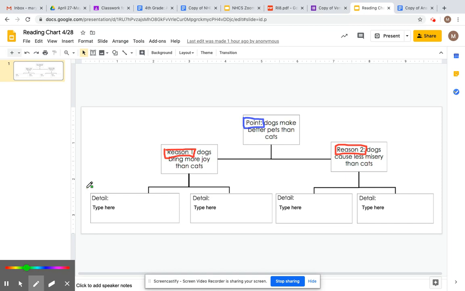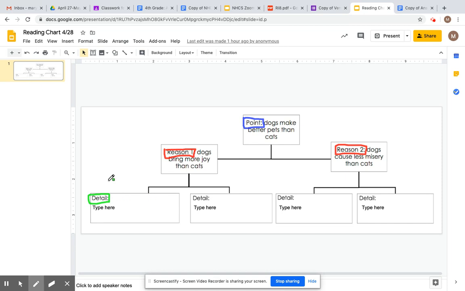And so right here we have details. I'm going to underline that in green. But if you notice, for reason one, we're asking to find two details to support reason one. And then over here, two details to support reason two. So it's almost like a little umbrella. You've got the point that the author makes. What reasons do they have to support that point? And then we go even farther, and so we support our reasons with details.